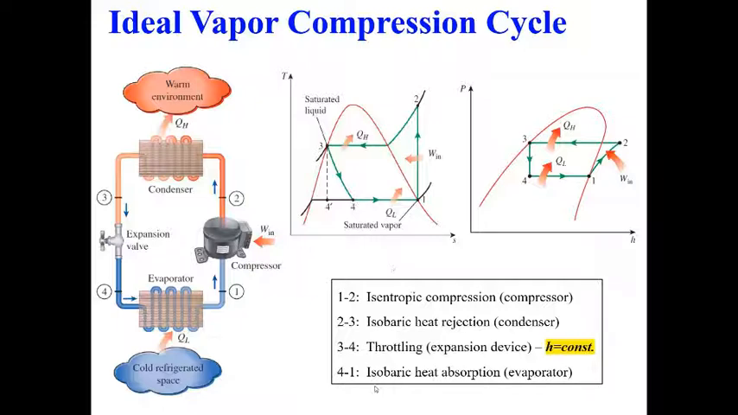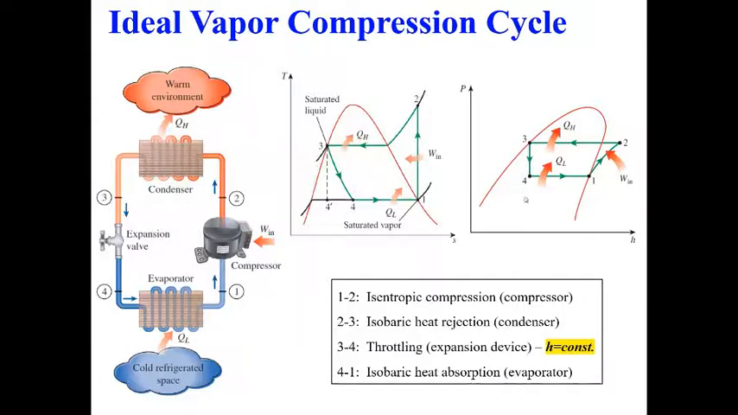Okay, moving on, the last step is isobaric heat absorption inside the evaporator. So this is our evaporator, 4 to 1 heat absorption. So this is basically your refrigeration step. Here the heat is absorbed from the volume which we want to cool or refrigerate.